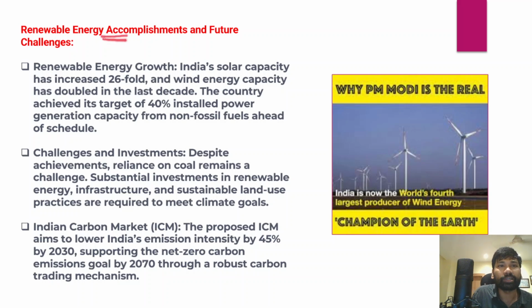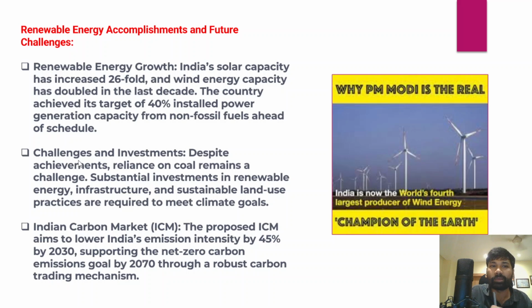However, we need to talk about the accomplishments with respect to renewable energy and the future challenges in achieving the renewable energy targets, or Panchamrit goals. India's total solar energy capacity has increased 26-fold compared to the last decade, and the wind energy capacity has also doubled. So this is a rapid and significant growth in renewable energy. The other major milestone is that the country already achieved the 40% target of installed power capacity from non-fossil fuels ahead of schedule. The schedule was around 2030, but India already achieved this target of 40% electricity from non-fossil fuel sources such as renewables.